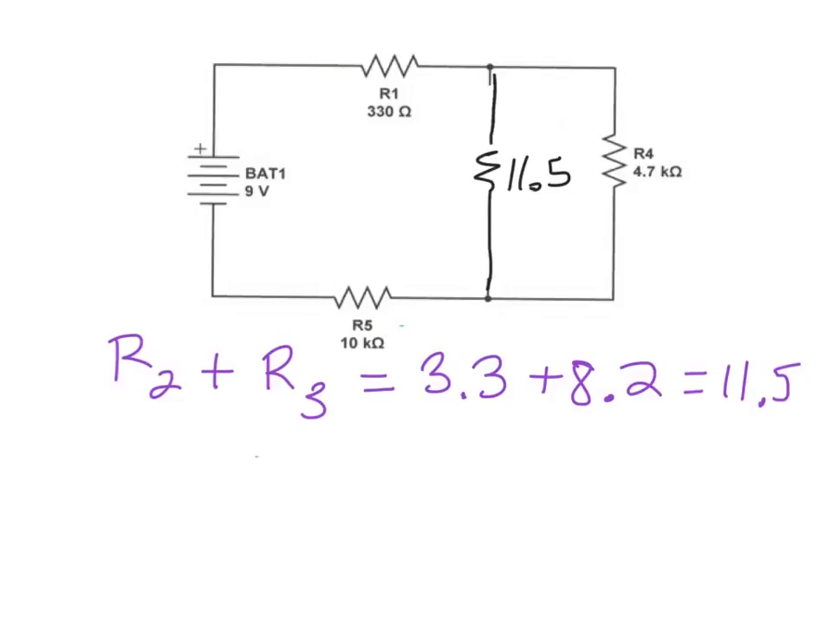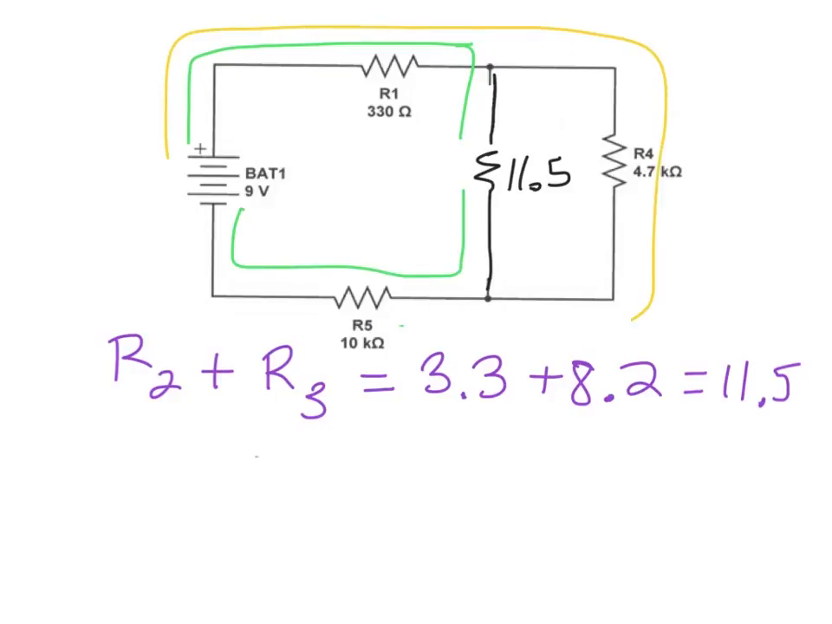Now, we can see that the current's going to go through R1, and still, same as before, it could do this, or it could go on the outside. Okay, so now the 11.5 and the 4.7 on the outside, those are not in the same branch, but they are just parallel with each other.